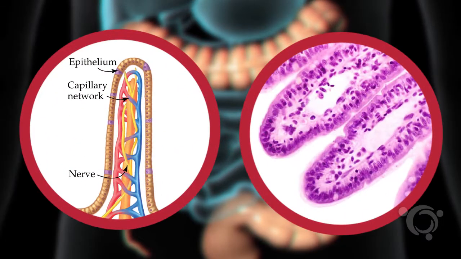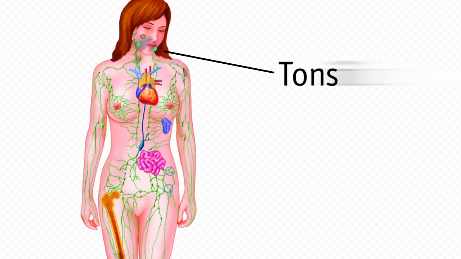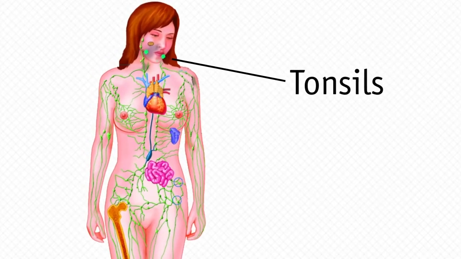Your lacteals are lymph structures that can be found in the small intestine, as well as the Peyer's patches. The Peyer's patches are more responsible for immune surveillance, whereas the lacteals are lymphatic structures responsible for the absorption of fats and fat-soluble vitamins as a result of the digestion of those macronutrients. Tonsils are also a lymphatic organ, and as we all know, they're located in the neck.